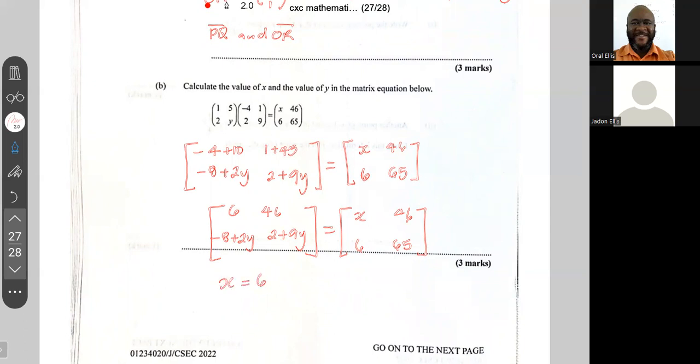And bottom left, -8 plus 2y is equal to bottom left, which is 6. 2y is equal to 6 plus 8. 2y is equal to 14. Divide both sides by 2, and we get y is equal to 7. x is equal to 6, and y is equal to 7. Last page.